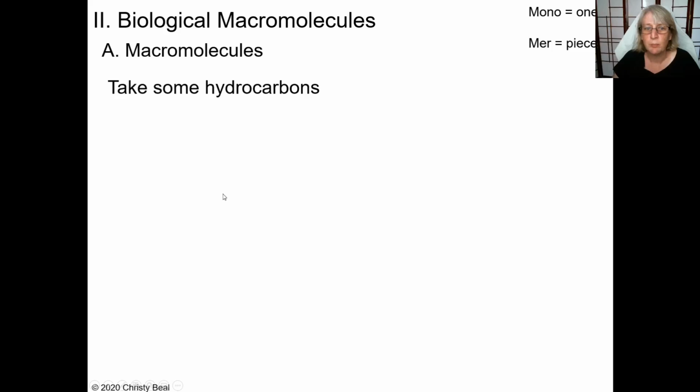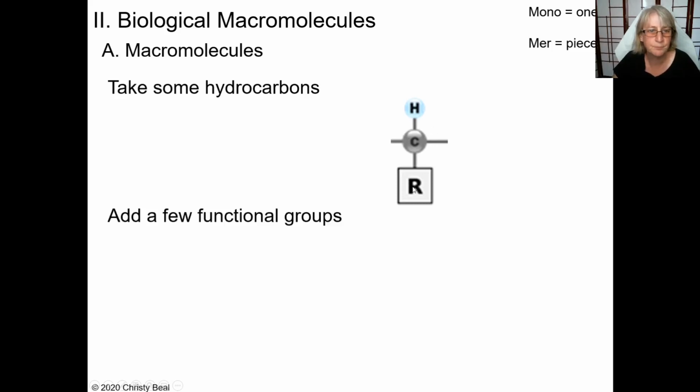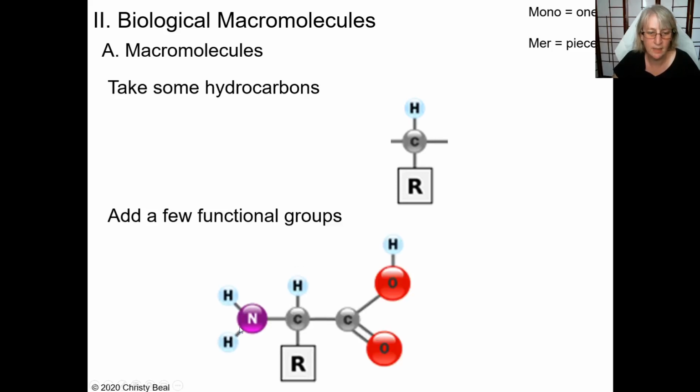So let's take some hydrocarbons. Let's build one. We got some carbon with some hydrogen. That's a hydrocarbon. We'll not worry about this R group for now. I'm going to add a couple functional groups. I added an amine and a carboxyl. This thing together, this single unit is a monomer. It's an amino acid in this case. It's built of a carbon with some functional groups attached. I'm going to use these, lots and lots and lots of these, to build a larger molecule. I'm going to build a polymer.